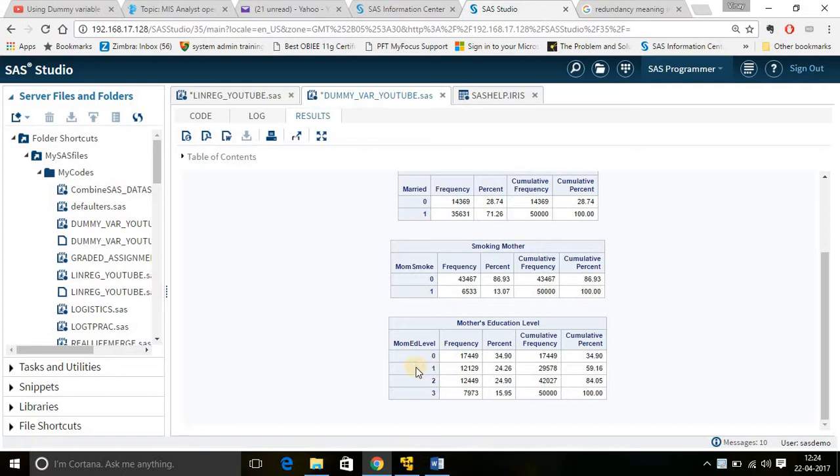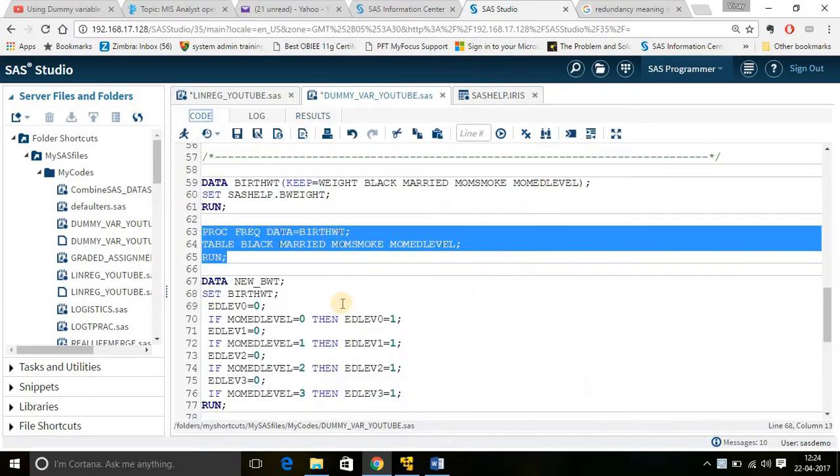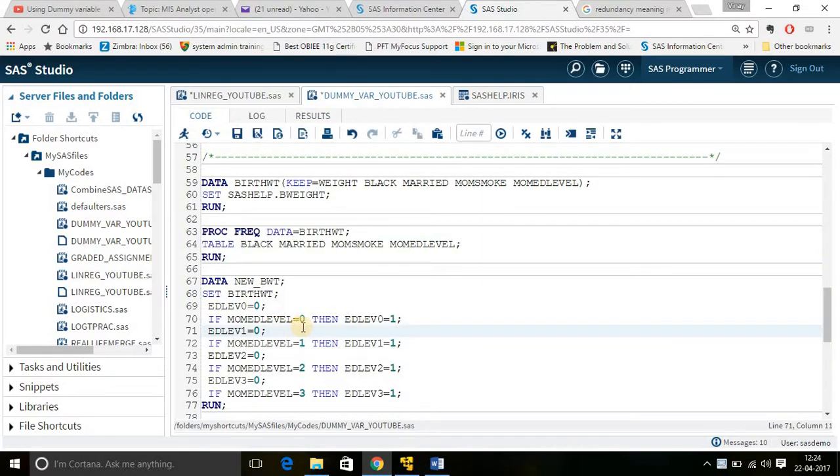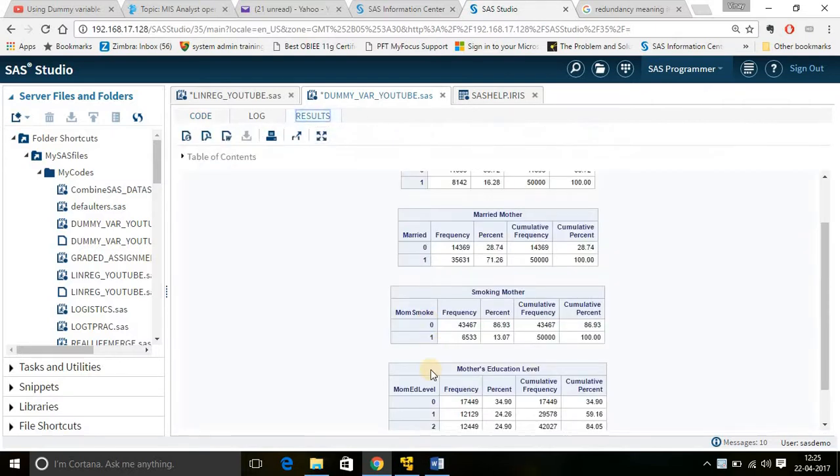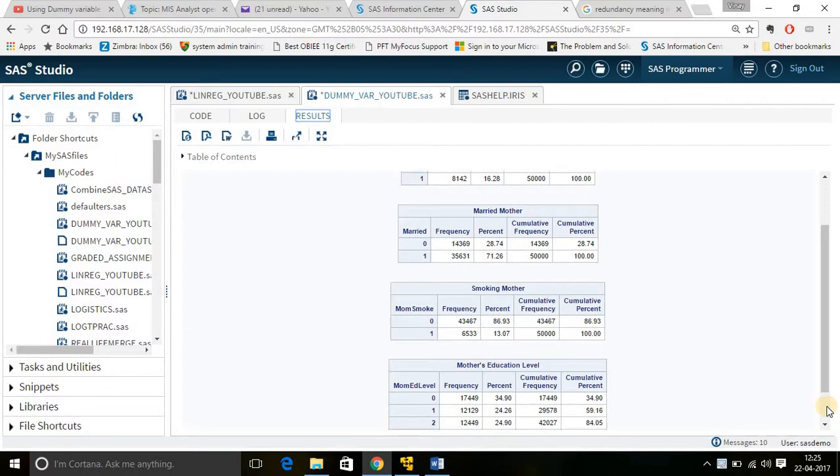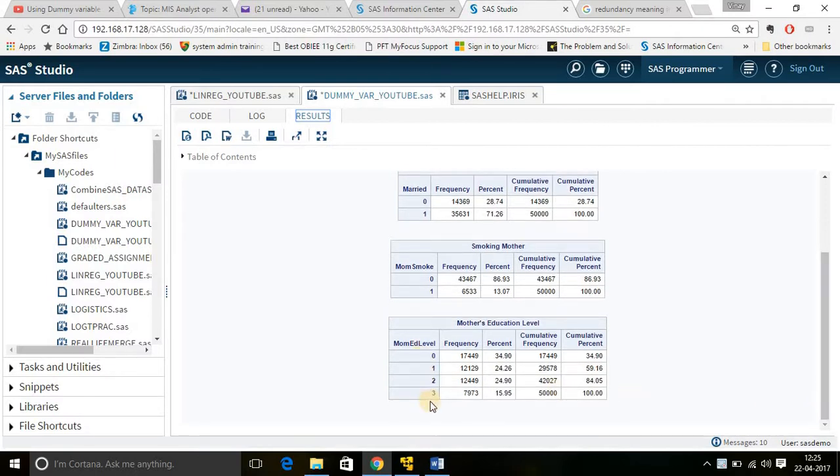So here also we'll have to create dummy variables in order to avoid redundancy, because this will give us misleading results. If mom's education level is 0, 1, 2, 3, so how many categories were there? 0, 1, 2 and 3. There are 4 categories. We only will create 3 dummies.